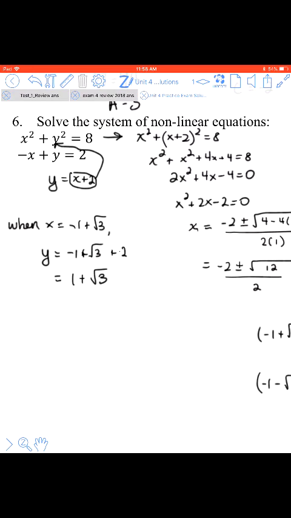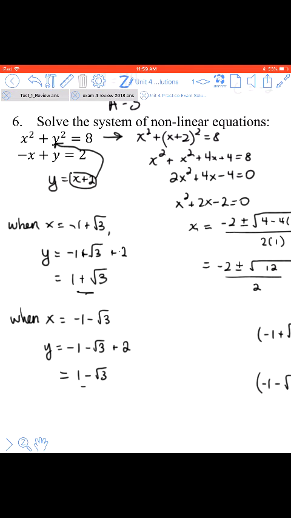If we do the other value of x, when x equals negative 1 minus the square root of 3, then y still equals x plus 2, but I'm going to substitute that expression for x. Negative 1 minus the square root of 3 plus 2. If we combine, we're going to get 1. So we're going to get 1 minus the square root of 3.